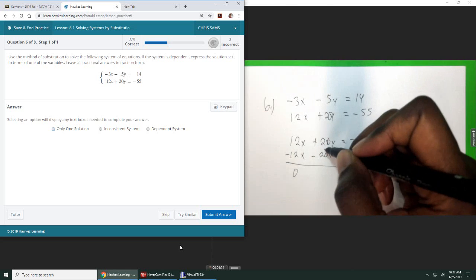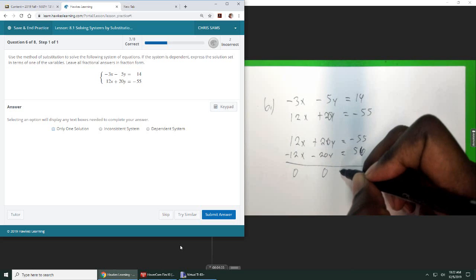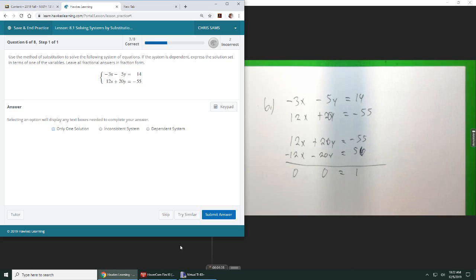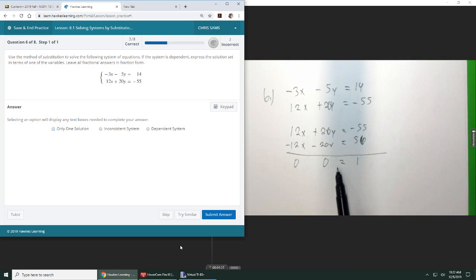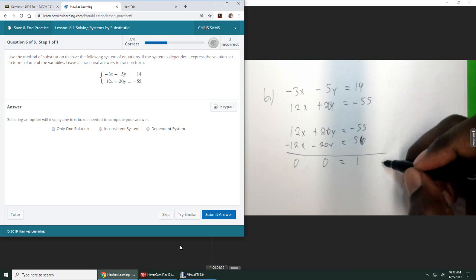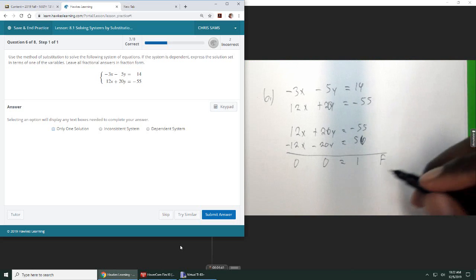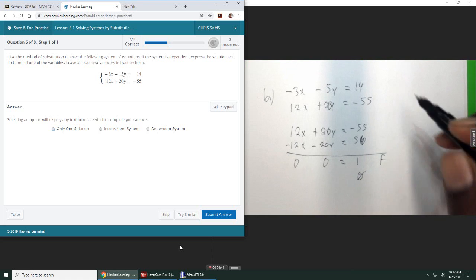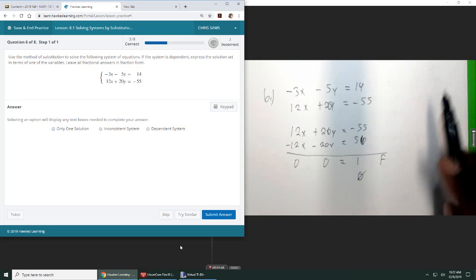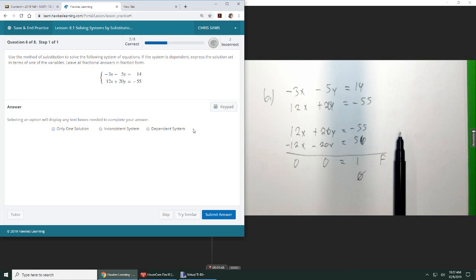That gets eliminated. Okay, the y also gets eliminated, and then we're left with positive 1. So 0 equals 1 is not a true statement. This is false. So that means we are not going to get a solution. That means these are parallel lines, and they will not intersect. So here, instead of one solution, we're going to have inconsistent. It means we're not going to get a solution at all.